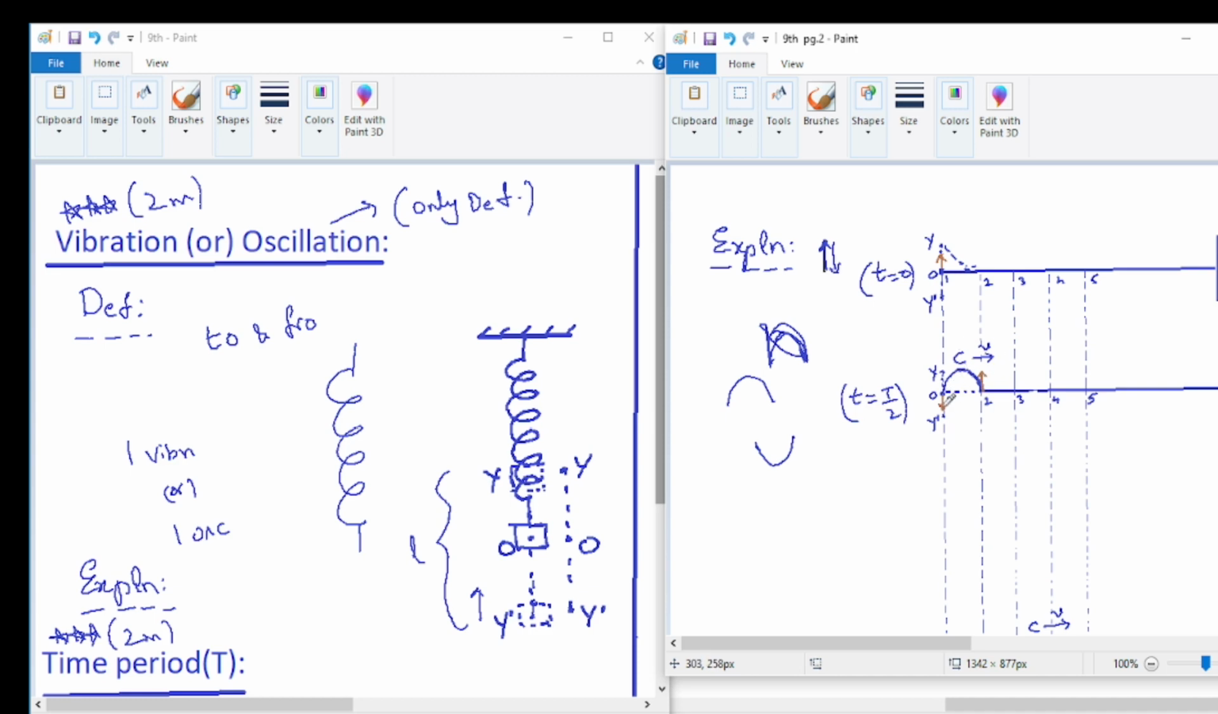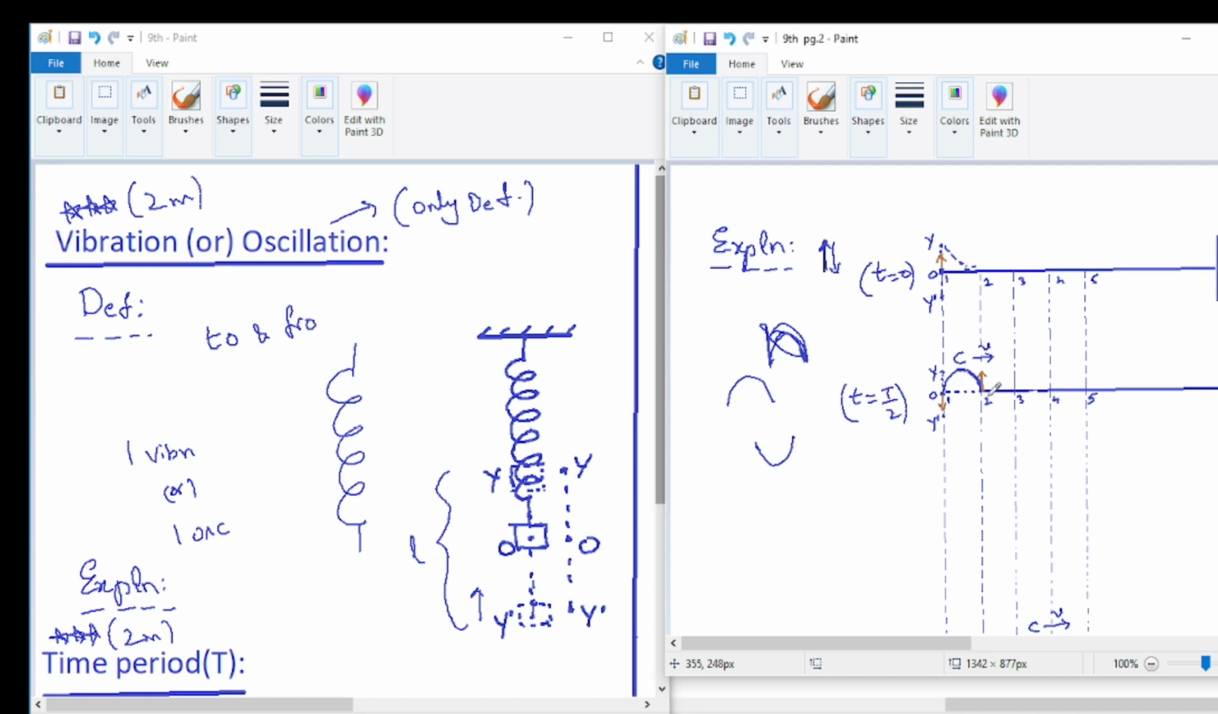Now we can easily understand, just here a downward arrow. This particle at time T is equal to 0 was just starting to move upwards. Now, at time T is equal to T by 2, it has completed half a vibration. From O to Y it has moved, and again from Y back to O. But it is now moving in what direction? Downward direction. It has come back to O in the downward direction. That's why the brown arrow is shown here. That's the importance of this brown arrow.